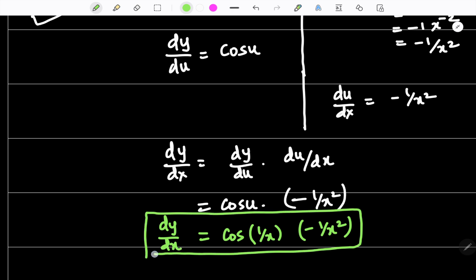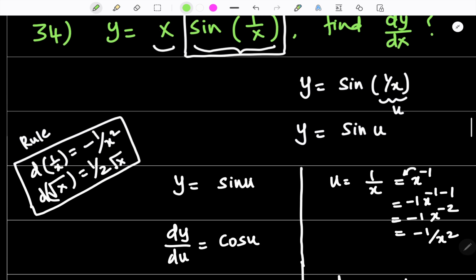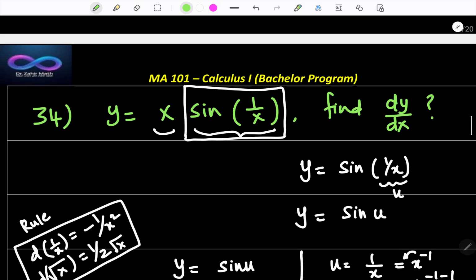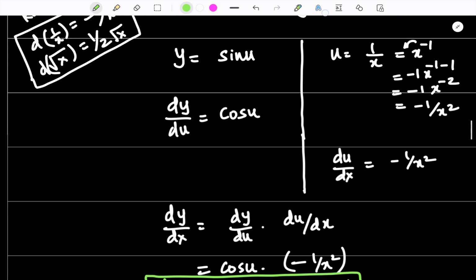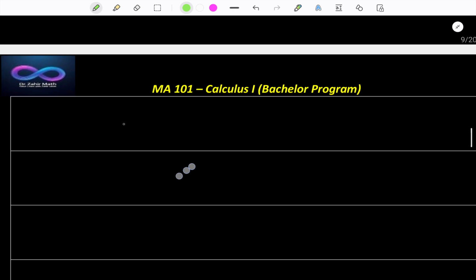What did you do, teacher? You said product rule and everything. No. I just finished this work for you. Now only I'm going to start the problem. So starting the problem, what is the question? y equals x sine inverse 1 by x, right?